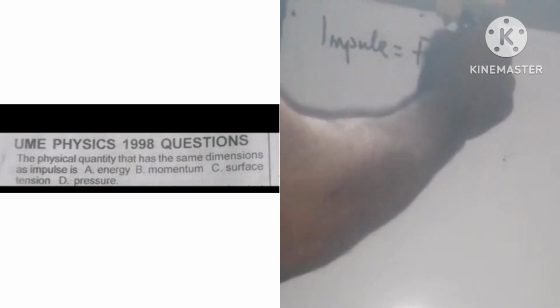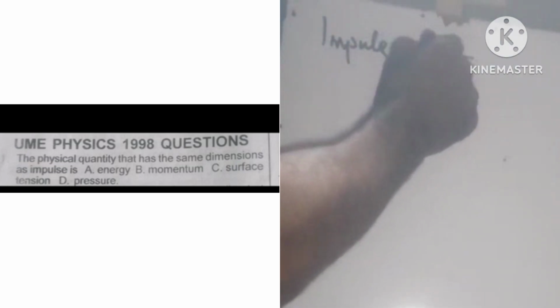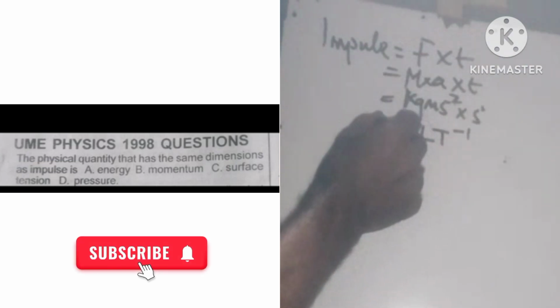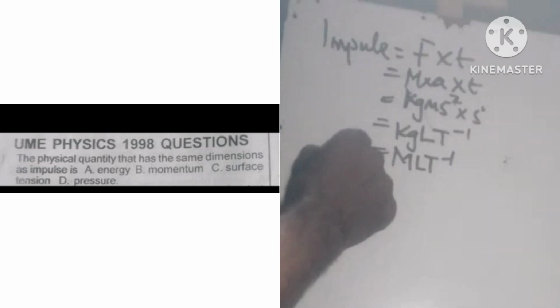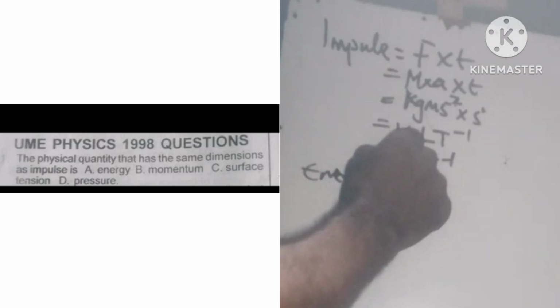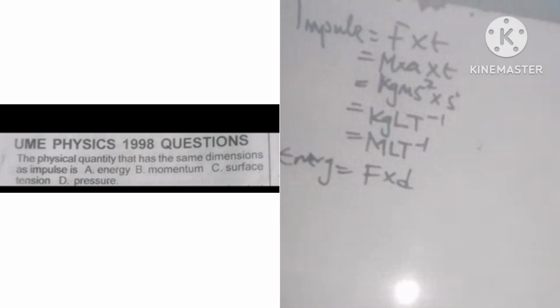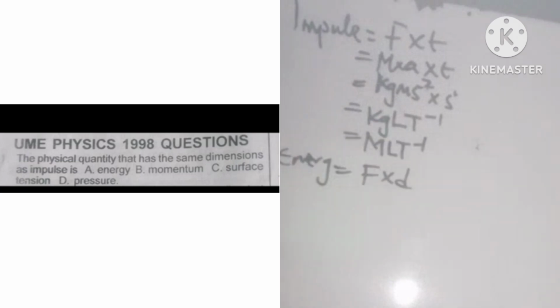Impulse is force times time, and force is mass times acceleration, then times time. Remember, if you see kg, you put M, L, T raised to the power minus 1. Now, this is the dimension for impulse. Now, let's test other quantities. Like the first one, they say energy. Energy is equal to force times distance, and this cannot give us something relating to this. That means energy is out of it.